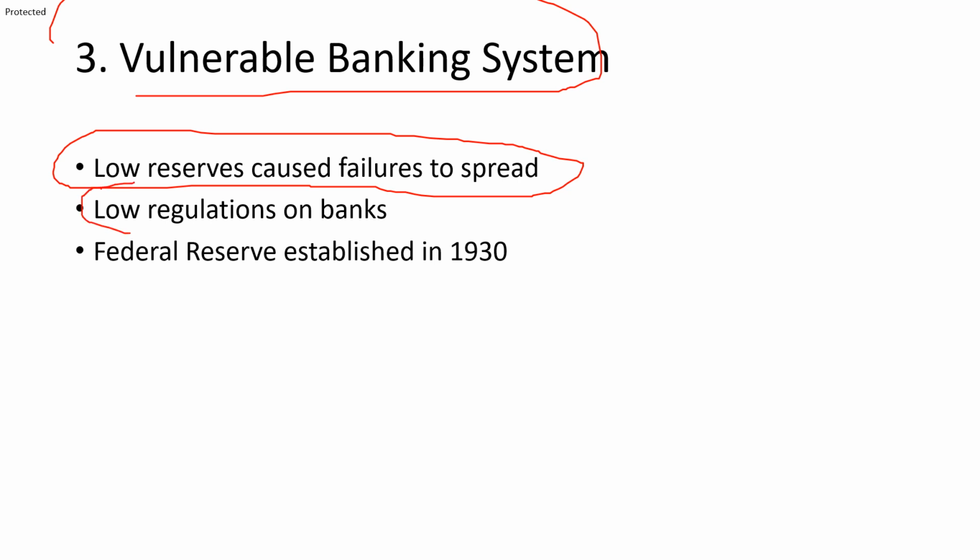The second issue related is the low regulation on banks. There was a lack of stringent regulations on banking, and this further worsened the situation. So banks could lend money for speculative purposes, for investing and gambling on the stock market. There were no stringent regulations on the banks to control their lending activities.